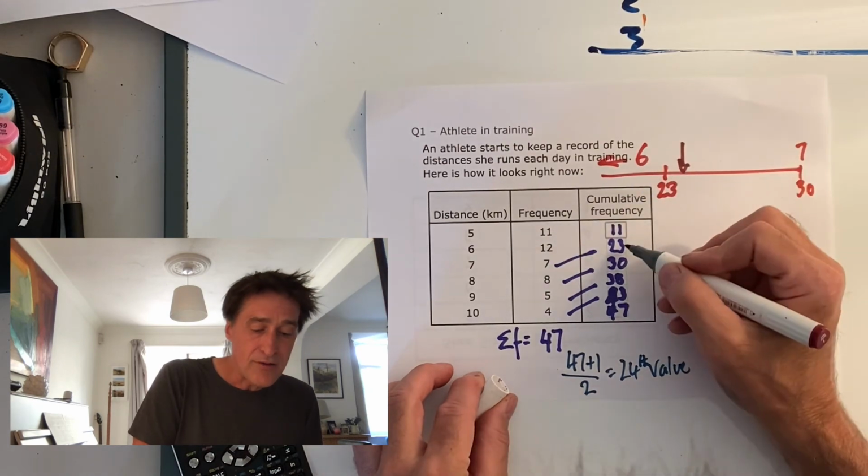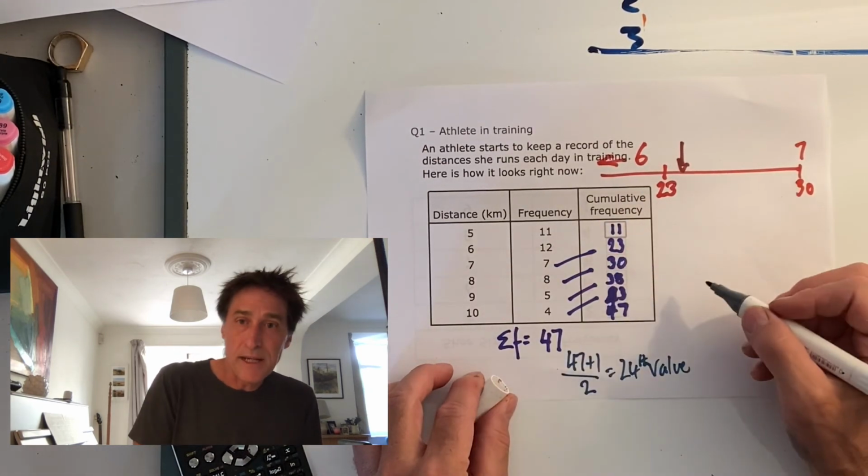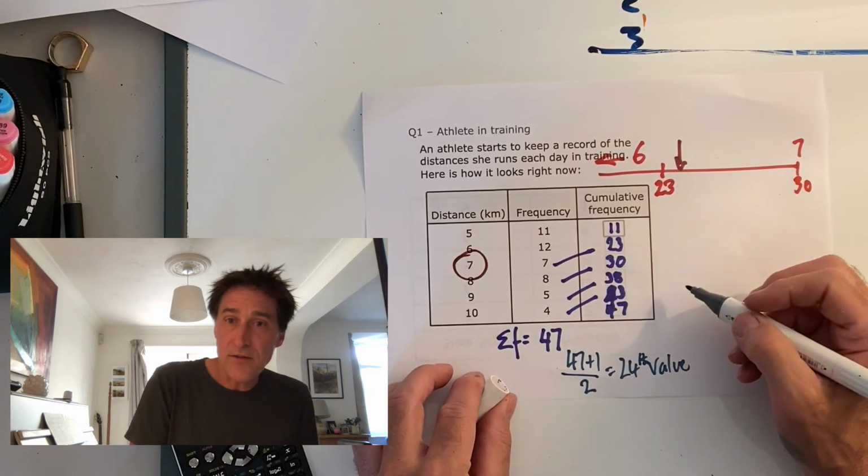23 is that top end there, so the 24th value is right at the beginning of 7. So her median is 7, the 24th value.